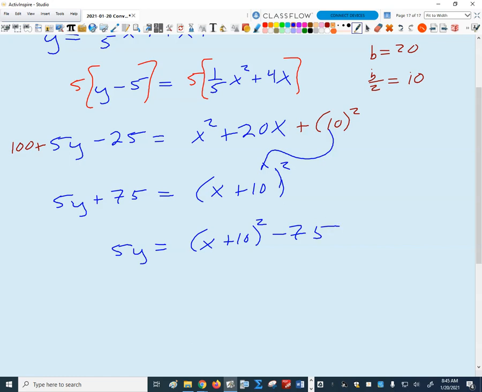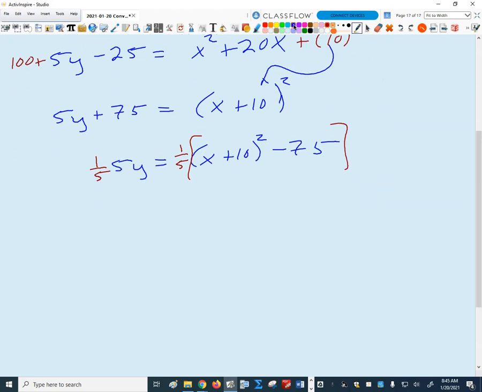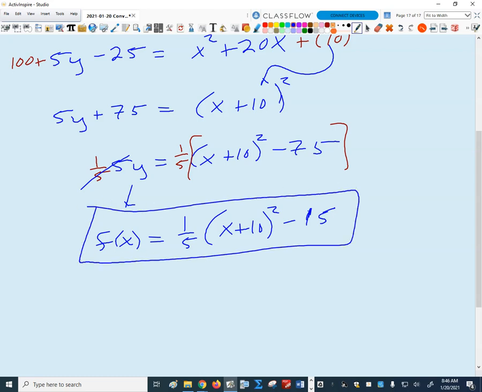Subtract the 75. Multiply each side by 1/5. And we end up with, call that f of x equals 1/5, when I distribute 1/5, times the quantity x plus 10 squared minus 15. 1/5 times 75 is the same as 75 divided by 5. So there's my answer. See if that works a little better.